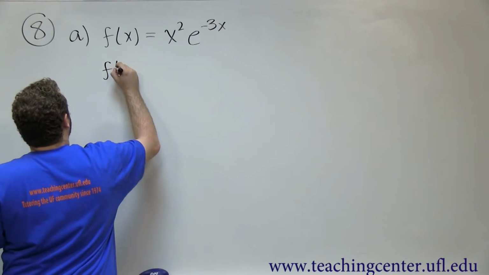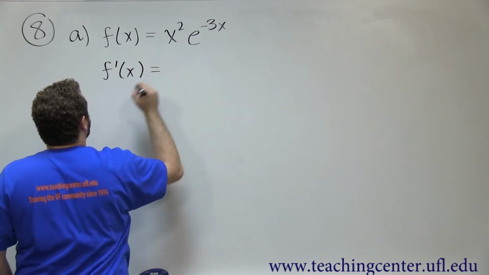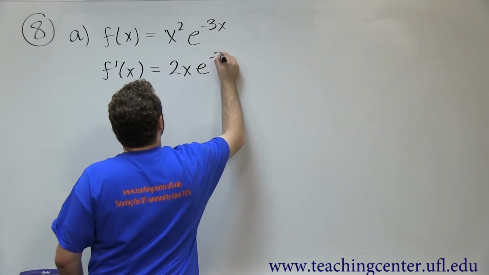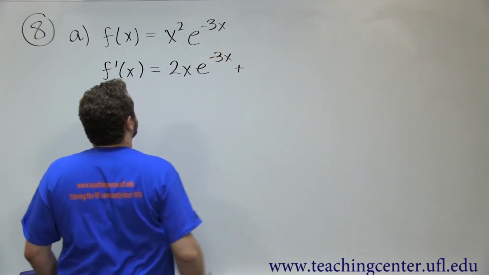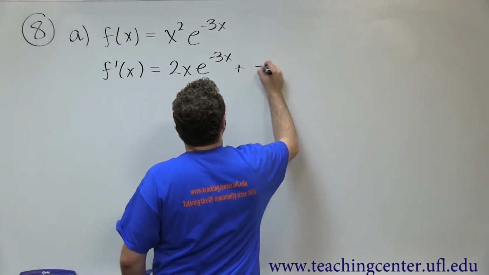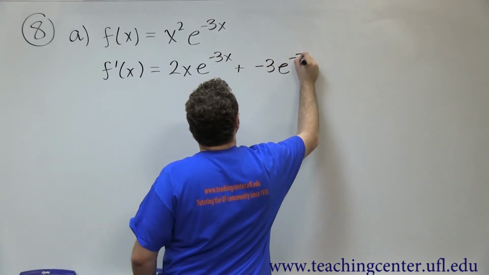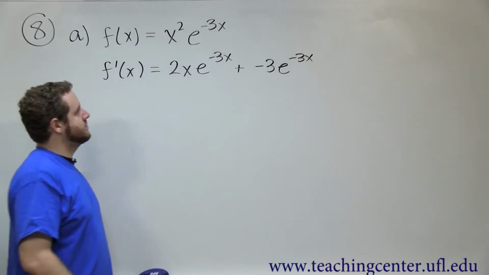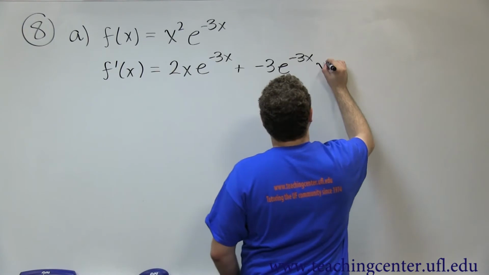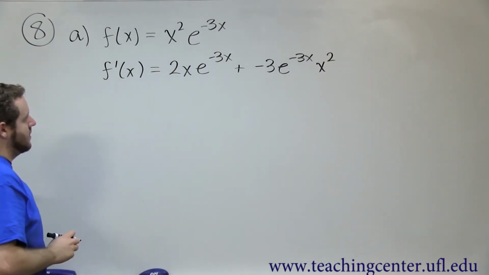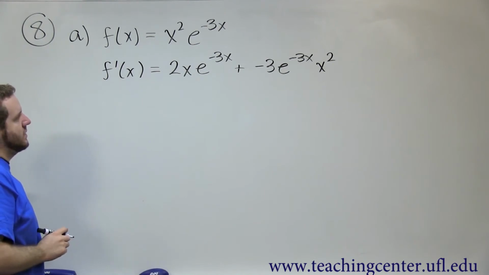So we're going to do f prime of x. Again, we have to do product rule, so our derivative is going to be 2x e to the minus 3x plus the other way around of doing the derivatives. So we get minus 3 e to the minus 3x. That's our derivative there because of chain rule, times x squared. So this is our derivative, and now let's see what we can do.